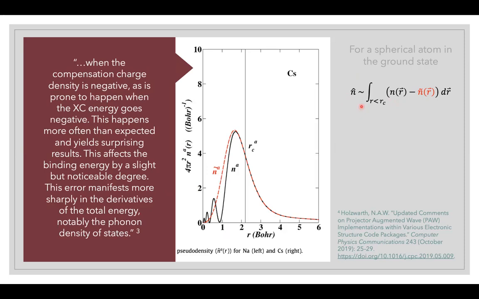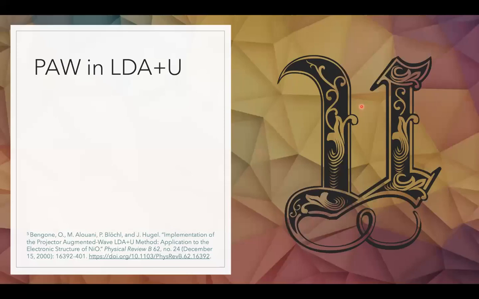This is a quote from Holzwarth specifically. This is prone to happen when the exchange correlation energy does go negative, and it happens more often than expected and yields surprising results. It affects the binding energy by a slight but noticeable degree. This error manifests more sharply in the derivatives of the total energy, notably the phonon density of states. So this is something to look out for, I suppose.